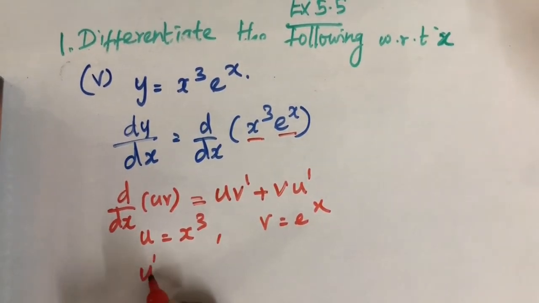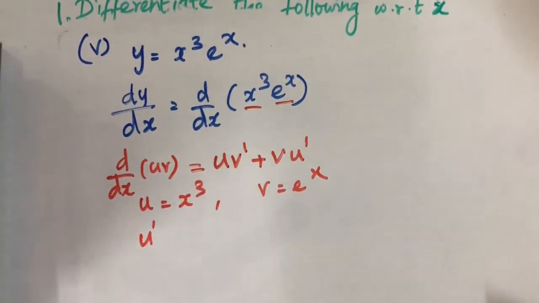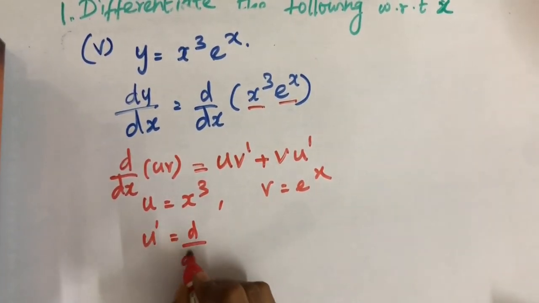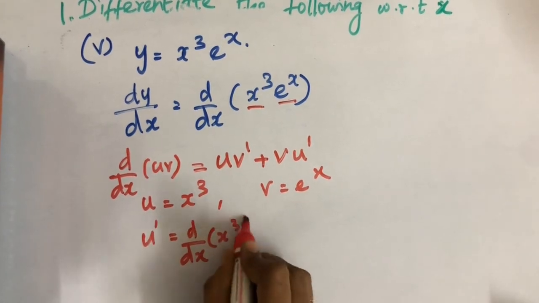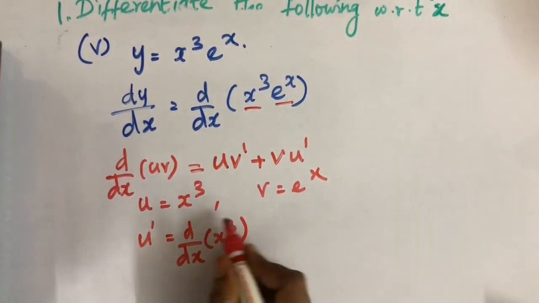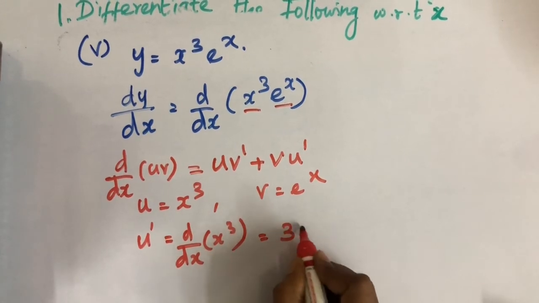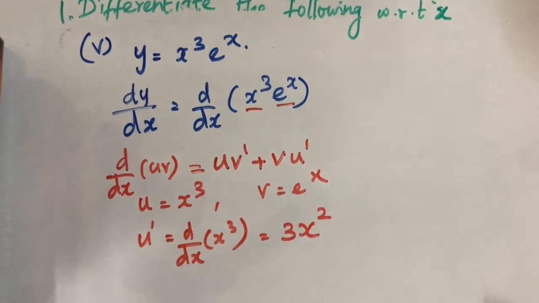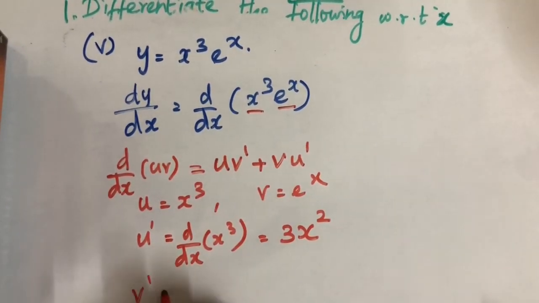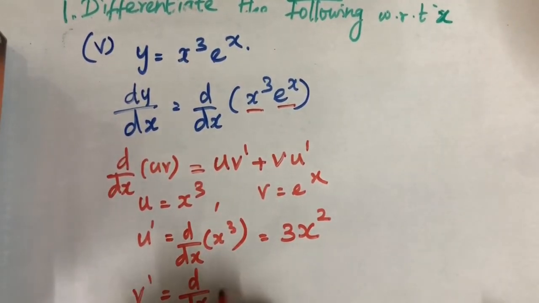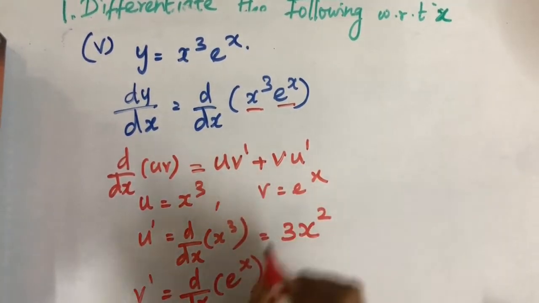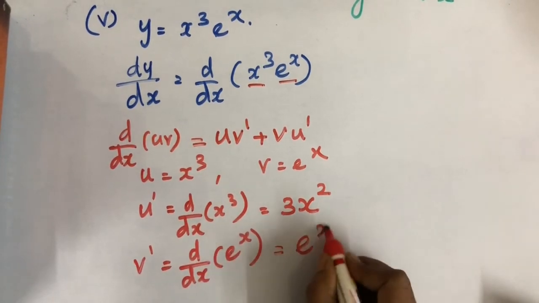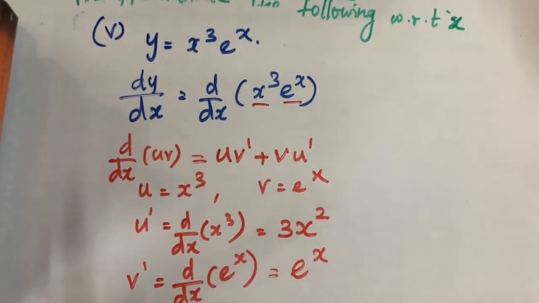What is our u dash? U dash is du by dx, isn't it? U dash, that is d by dx of x cube. What is the differentiation for this? 3 into x power 3 minus 1, that is 2. So 3x square. What is v dash? That is d by dx of v, that is our e power x. v is e power x. So v dash is e power x, differentiation of e power x is again e power x.